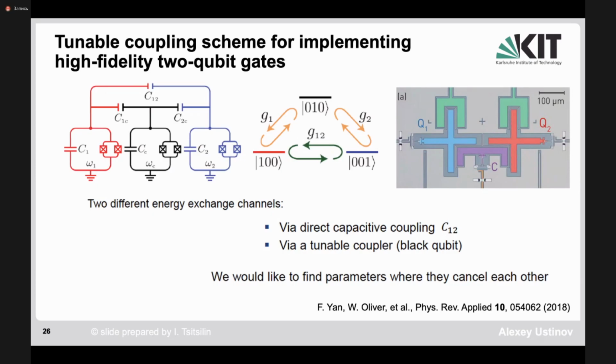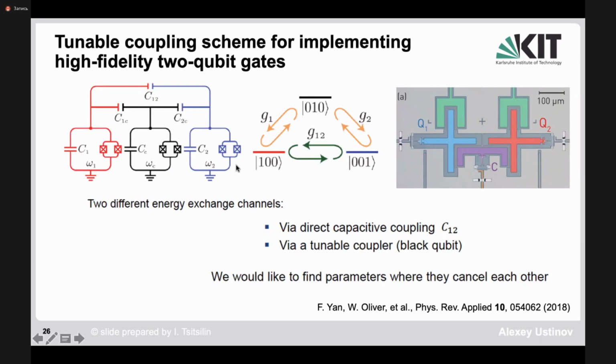What does tunable coupler mean? If you change the magnetic flux applied to this black SQUID of the tunable coupler qubit, then you change the frequency of that qubit in a certain range. And if you choose the frequencies such that this coupler is detuned away from the frequencies of both qubit 1 and qubit 2, then the coupling is effectively very small. While if you tune the coupler into resonance, then the coupling becomes very, very strong, and the excitation can be quickly swapped between 1 and 2.